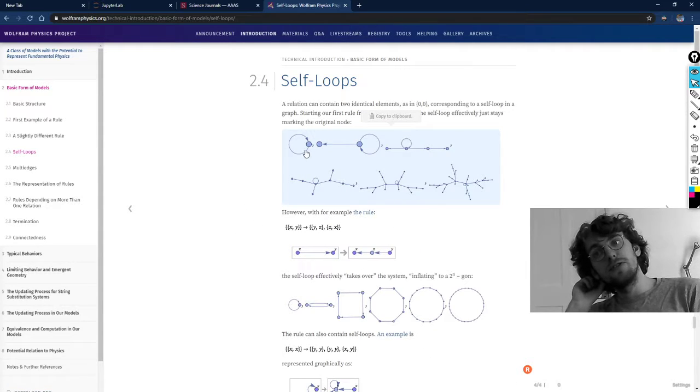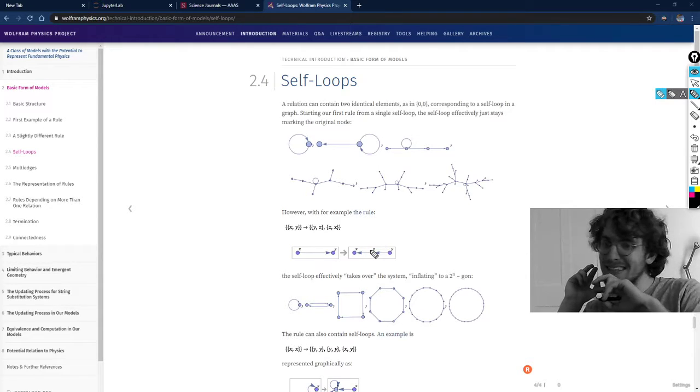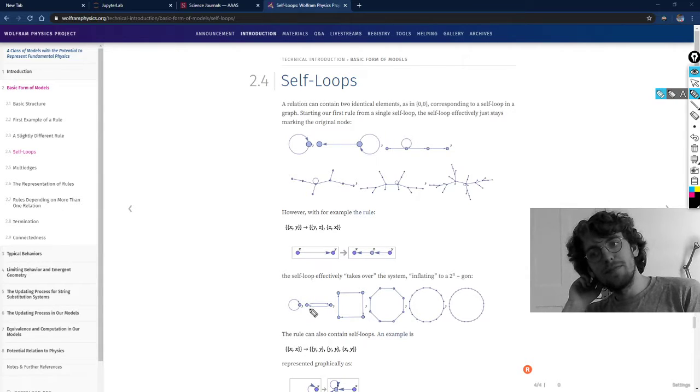We can also have loops, and a loop satisfies the rule because this is x going to y, where both x and y are the same element. Loops took me a little while to get my head around, so let's actually work through some. So if we do the rule from before, then it's just flipping order and making a loop.